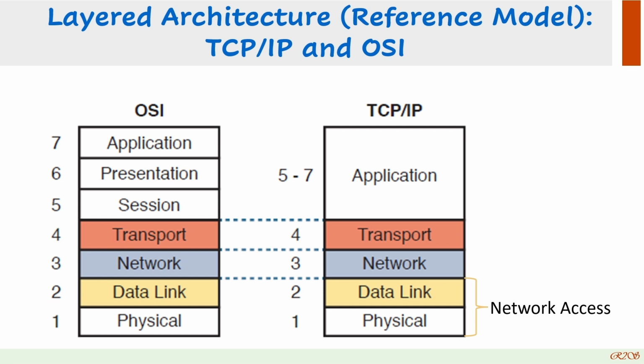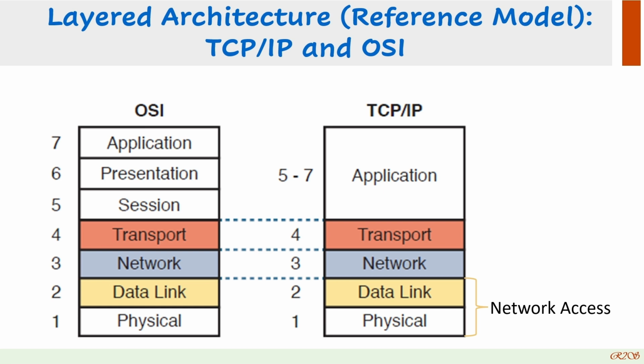So in networking, we have two reference models. One is the TCP/IP reference model. Another one is the OSI reference model. The OSI reference model has 7 layers: physical layer, data link layer, network layer, transport layer, session layer, presentation layer, and application layer. And the TCP/IP reference model has 5 layers.